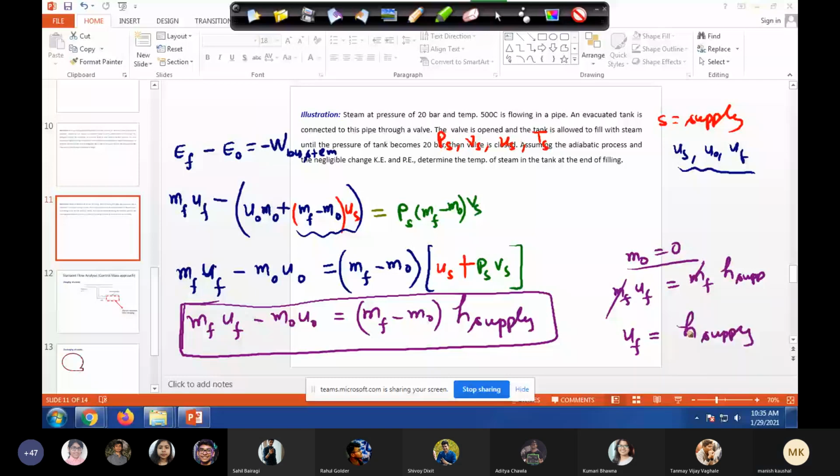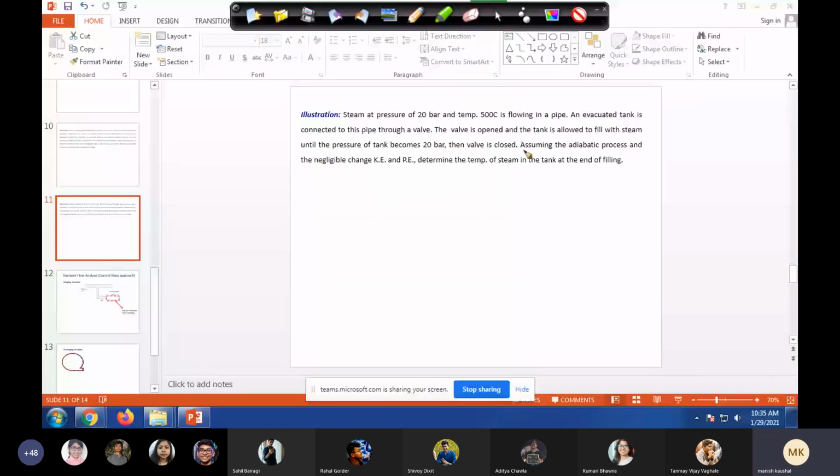So for the special case when there is nothing in the tank, what we got is U final, the specific internal energy of the tank, is equal to H supply. Let's see if we can solve it. I've already written it's an adiabatic process, so Q is 0. We are neglecting kinetic and potential energy. Determine the temperature of the steam in the tank at the end of the fill.